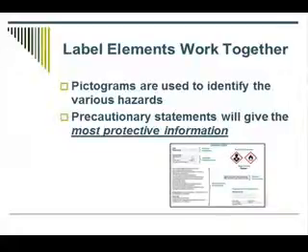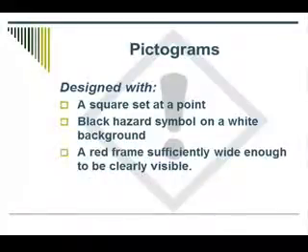When a chemical has multiple hazards, different pictograms are used to identify the various hazards. When there are similar precautionary statements, the one providing the most protective information will be on the label. Pictograms are designed with a square set on a point, black hazard symbol on a white background, and a red frame sufficiently wide enough to be clearly visible.